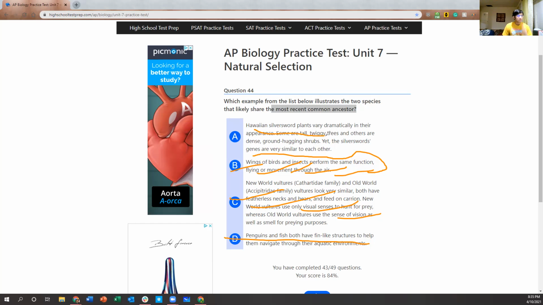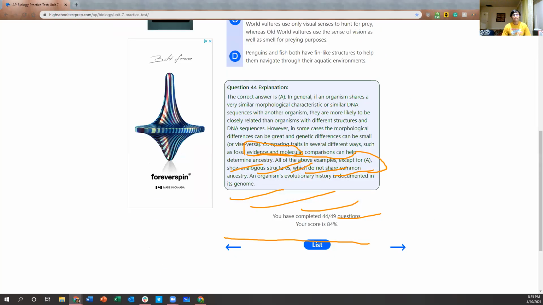Hawaiian silver sword plants differ very dramatically in their appearance. Some are tall, twiggly trees, but their genes are very similar. As soon as you see genes are similar, that's common ancestry, and that provides evidence for evolution. That's A. Yeah.